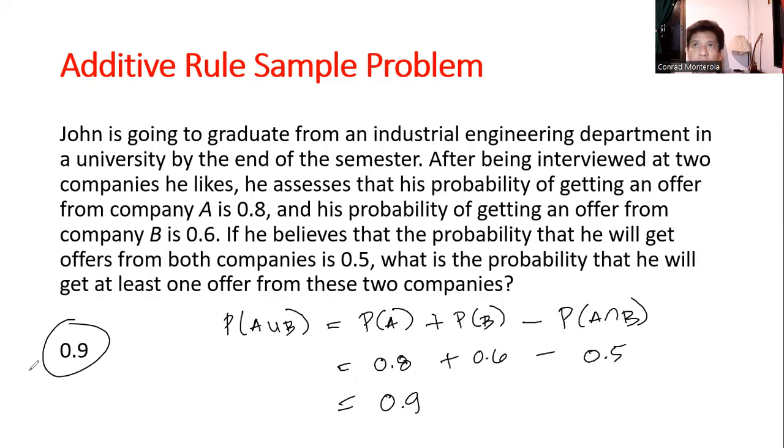So, most likely, halimbawa, 0.6 din. Tapos, halimbawa, pakiramdam nyo, matatanggap kayo both sa company. Halimbawa, sabihin na natin, 50%, 50%. So, pag pinag-add nyo yun, di ba, 1.2 minus 0.5, mga 0.7. So, most likely, matatanggap naman kayo sa trabaho. Ganun yung concept nitong additive rule.